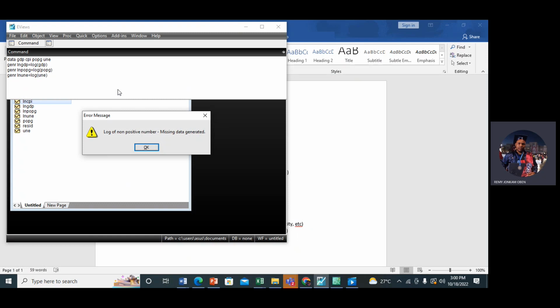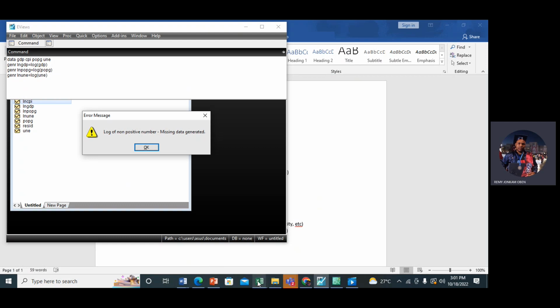If you press enter, you notice something. They tell you that the log of non-positive number missing data generated. What does it mean? It simply tells you that in your series, there are some numbers which are not positive. Why? Because the logarithm of a number which is not positive does not exist. We can only have the logarithm of a positive number. If a number is negative or if a number is 0, then we cannot take the logarithm.